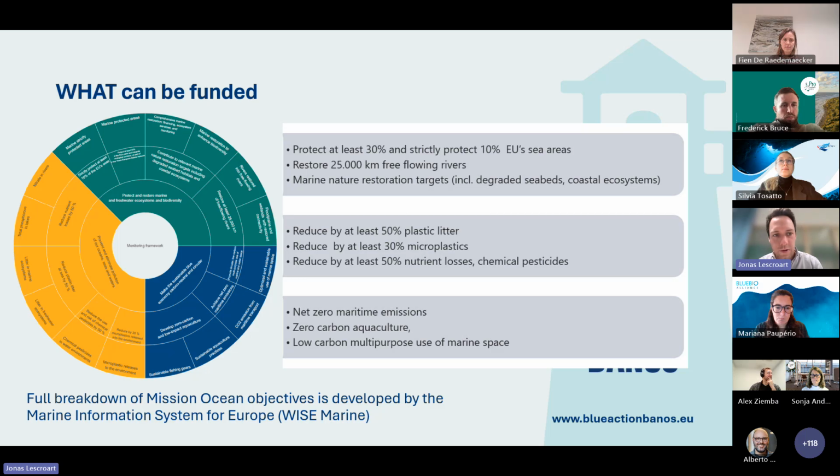For a full breakdown into the smaller details of these various targets, you can go to the system developed by the Marine Information System for Europe, in short, WISE Marine. On their website, there's this interactive wheel of Mission Ocean objectives and targets, and it goes into more and more detail. And as you develop your project for our open calls, we would like you to use this breakdown as arguments for arguing that, yes, you are aligned with Mission Ocean objectives.